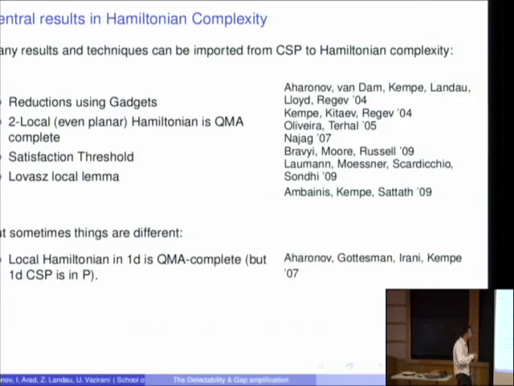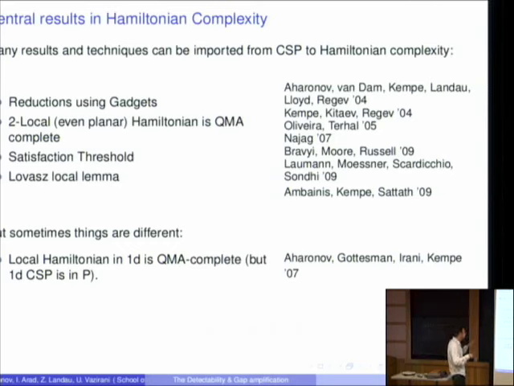complexity? So there has been a surge of results in recent years, and a lot of work done on finding results using reductions and gadgets, these concepts and techniques taken from classical complexity theory. Answering your question, it was proven that two local Hamiltonians, even on planar graphs, are QMA complete. There has been work also on satisfaction thresholds, having very similar results to what we have classically, and even recently, not published yet, a Lovász local lemma done in the quantum setting.